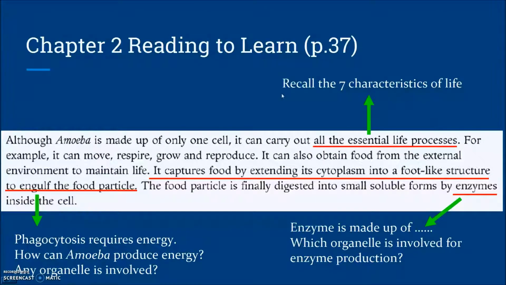So the point is that the amoeba is made up of only one cell, but it can carry out all the essential life processes. So that's the point. I want you to recall the 7 characteristics of life, for example movement, respiration, growth, and reproduction.